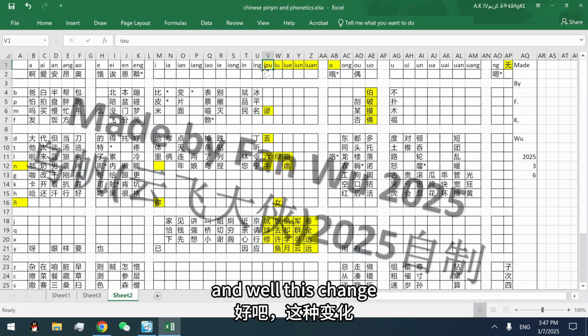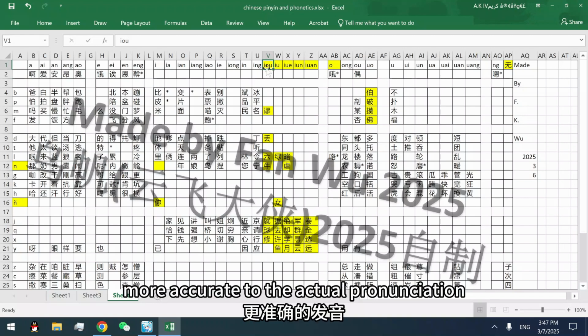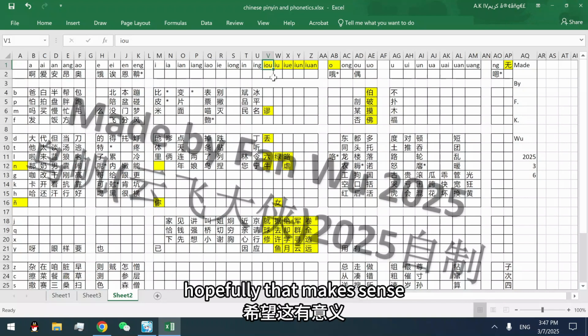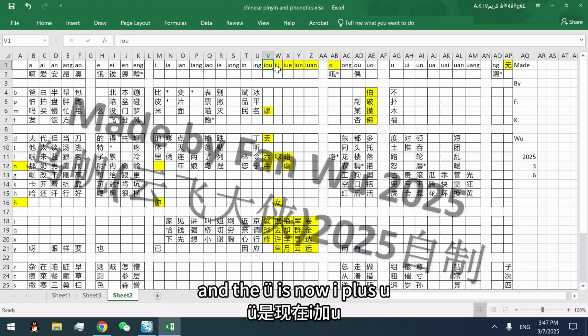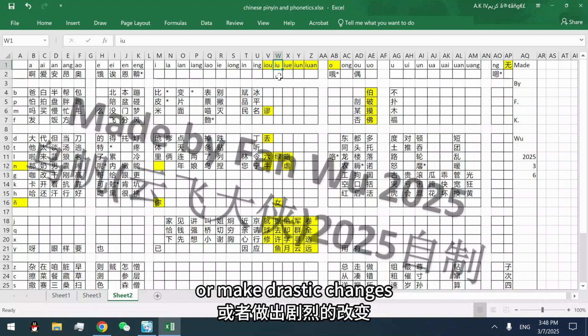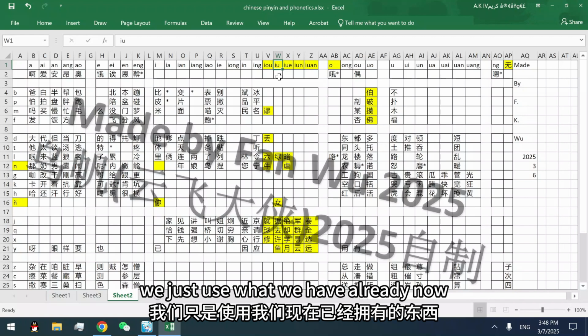And well, this change makes the u sound more accurate to the actual pronunciation. 谬, 丢, 六, 牛, 就, 求, 修. Hopefully that makes sense. And the yu is now I plus u. So here, instead of making a whole extra symbol or making drastic changes, we just use what we have already.